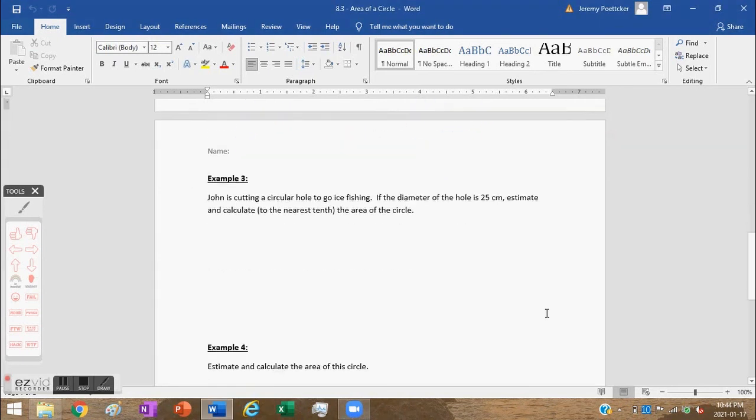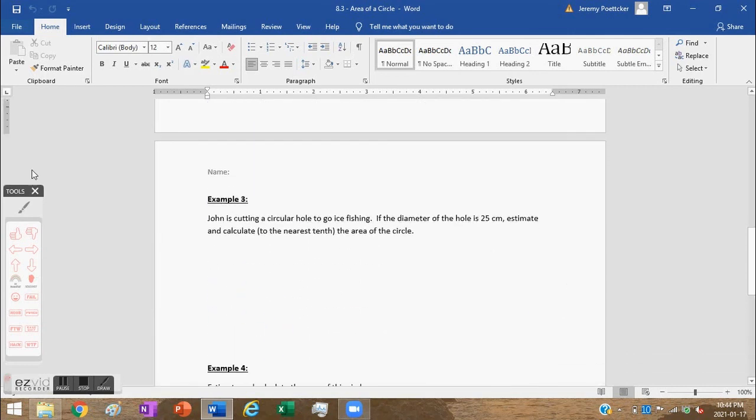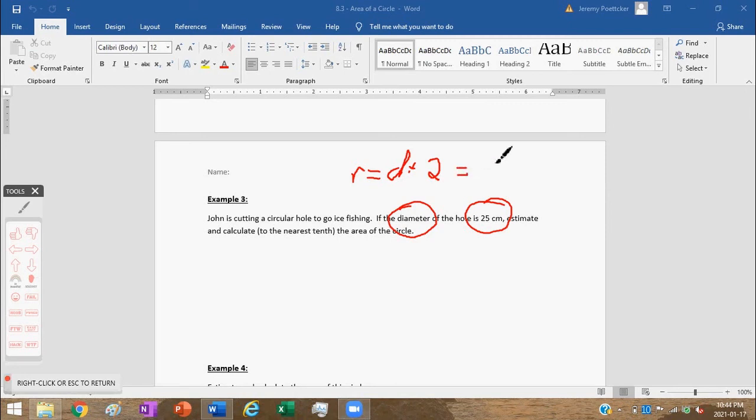We can do much the same here with a couple more. Just 2 more examples here. So we've got John is cutting a circular hole to go ice fishing. The diameter of the hole is 25 centimeters. Estimate and calculate to the nearest tenth the area of the circle. We've got to be careful with that because this is not the radius. This is the diameter. So how to go from diameter to radius? Well, radius is going to be equal to diameter divided by 2, which is the same as, if you wanted to write it more fraction-like, d over 2.